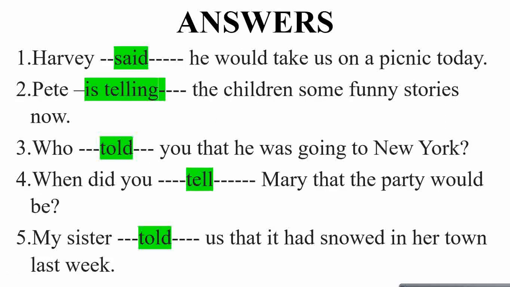Okay, question 4, when did you tell Mary that the party would be? Again, we have an indirect object, so we have to use the word tell, and since we already show the past tense with the word did, it should be accompanied with the simple verb form which is tell. Question 5 comes, which is, my sister told us that it had snowed in her town last week. Again, we have an indirect object in the middle, so the word told should come since it's about the past tense, so accordingly we will adjust the tense.